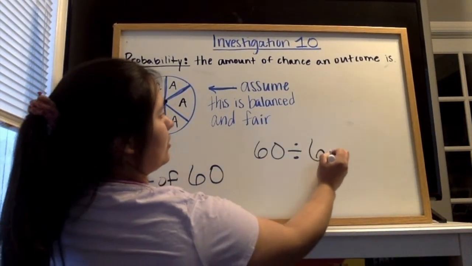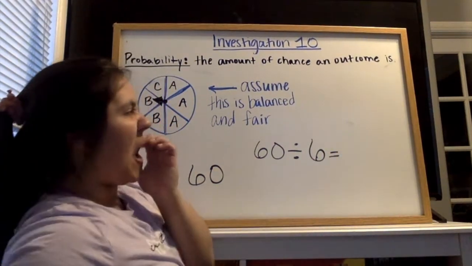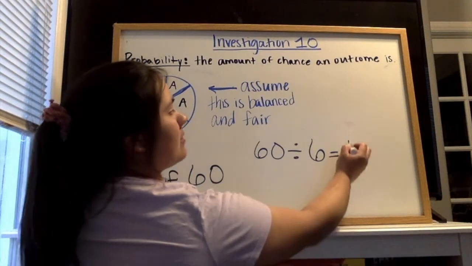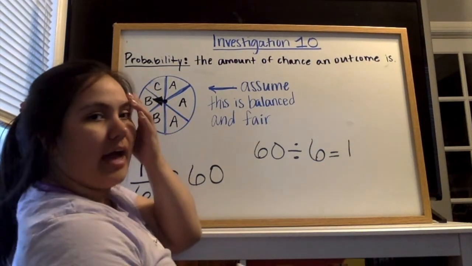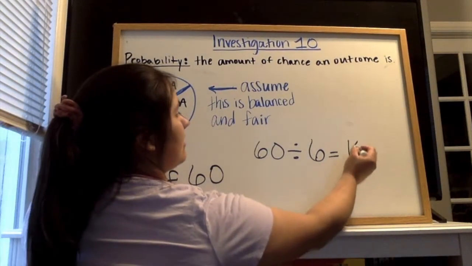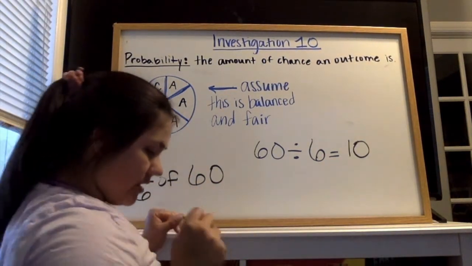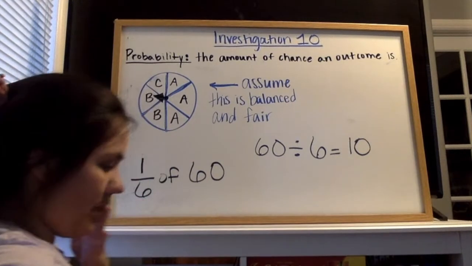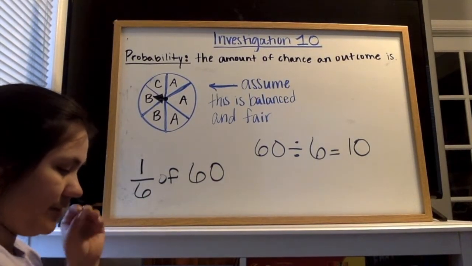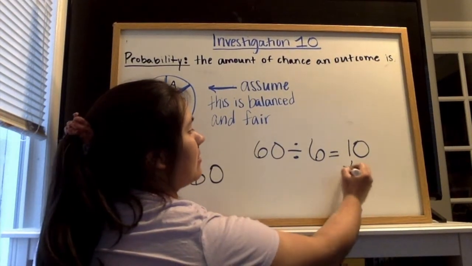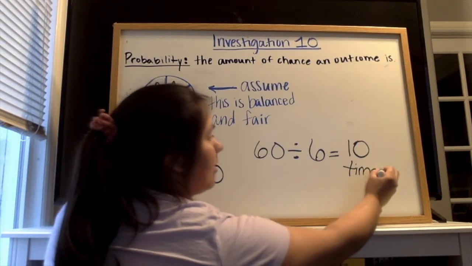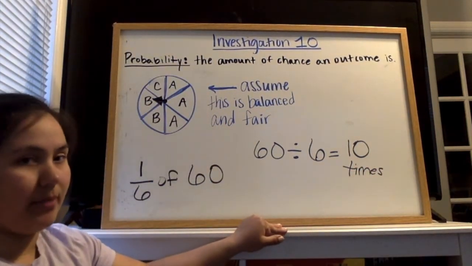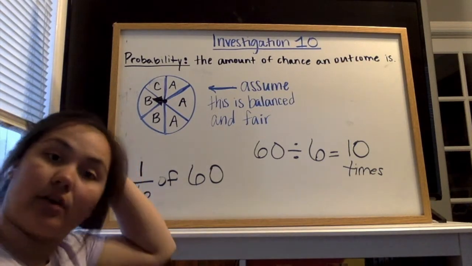You should be able to do this in your head. We know 6 divided by 6 is 1. And if it's a multiple of 10, then you add those zeros. So 60 divided by 6 is 10. So we should expect it to land on C 10 times. But is that going to happen? Probably not. That's just the probability of it, the chance of that outcome happening.